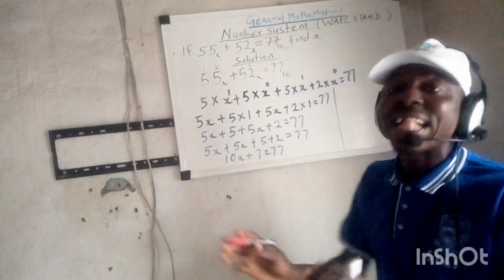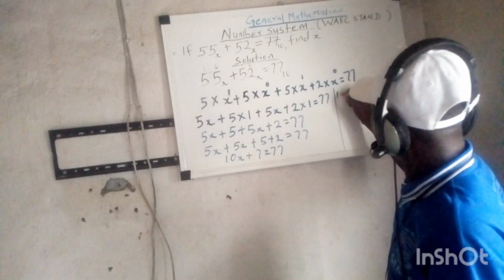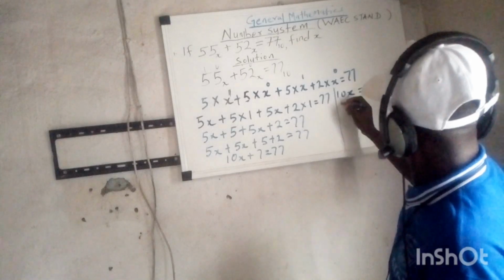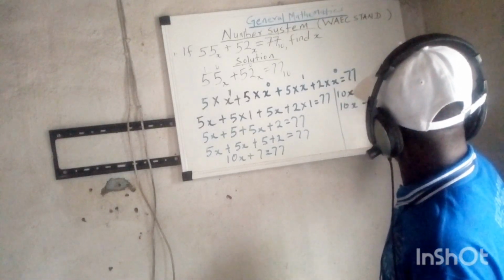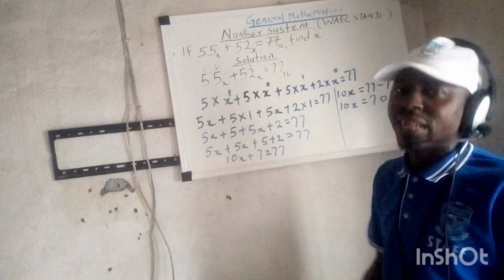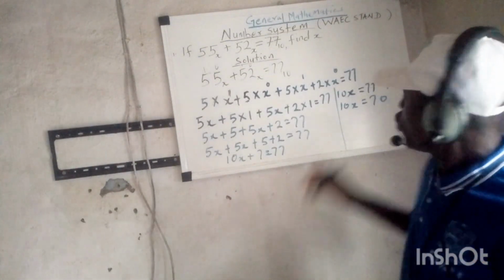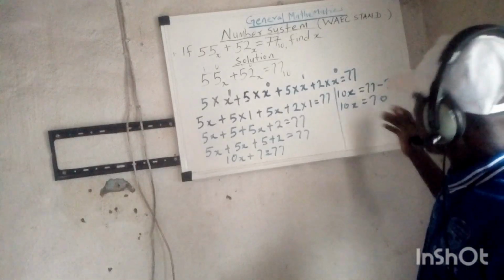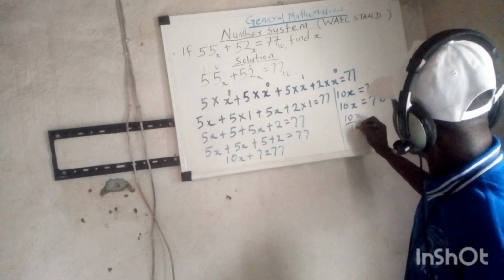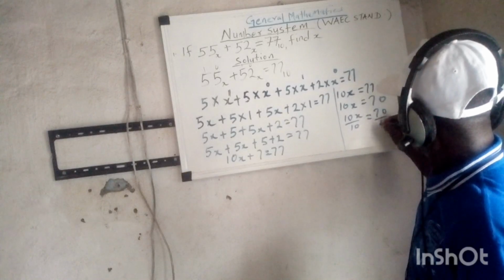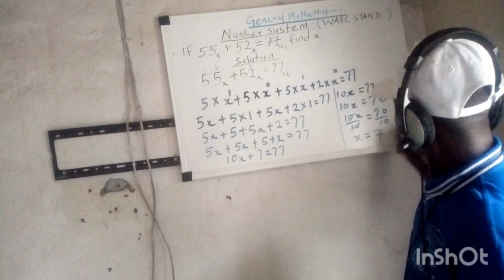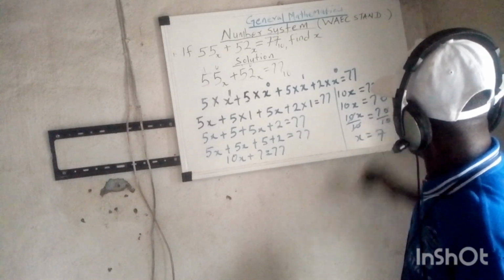So now we have to collect terms. Let's collect terms. 10x is equal to 77 minus 7. 10x is equal to 70. Looking at the board, there is a need to make x the subject. To make x the subject, you divide both sides by the coefficient of x, which is 10. So it will be 10x over 10 is equal to 70 over 10. So 10 will cancel out 10. X is equal to 7 because 0 cancels out 0.